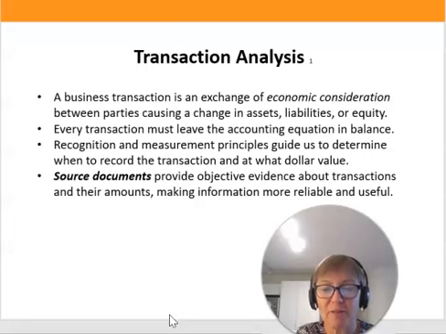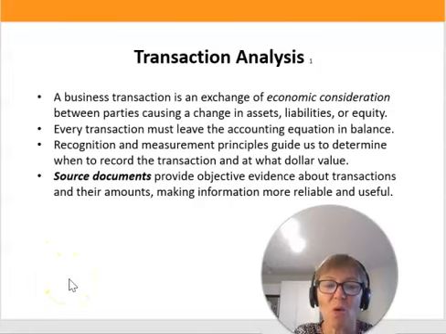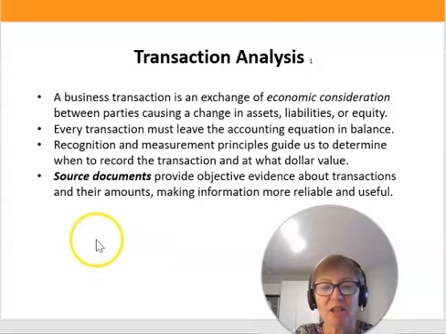So however it affects the equity, whether it's through the income statement or directly through the statement of changes in equity, or if it's a liability that's created, that side of the equation has to equal the assets side. We're going to go through some examples, and in Chapter 2, that's what Chapter 2 is all about, the recording of transactions. This is just a little taste, so to speak, of what's to come.